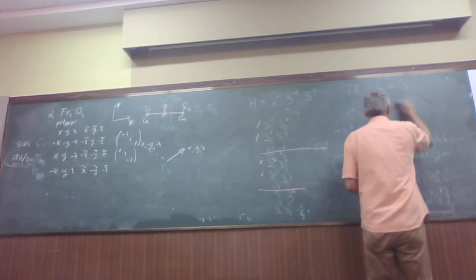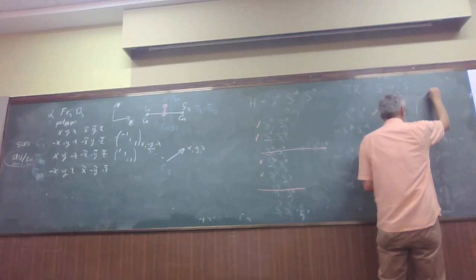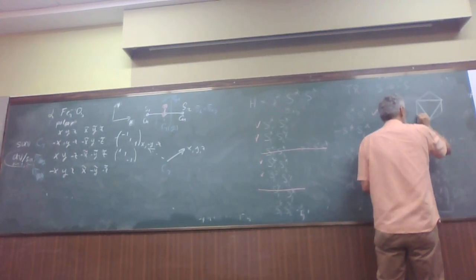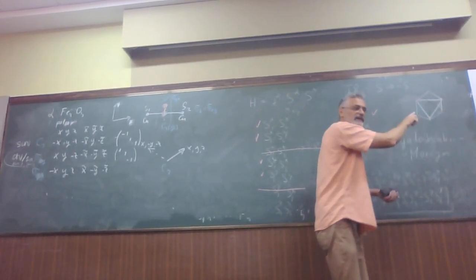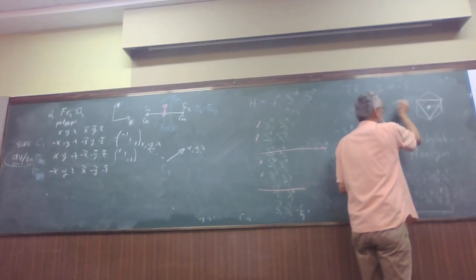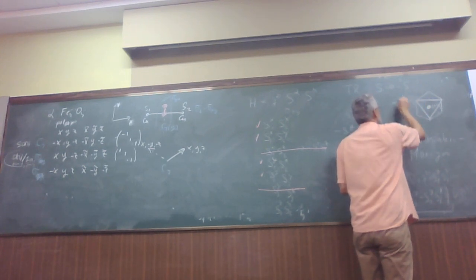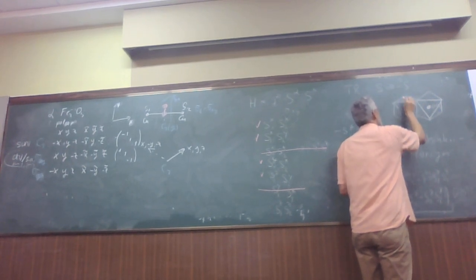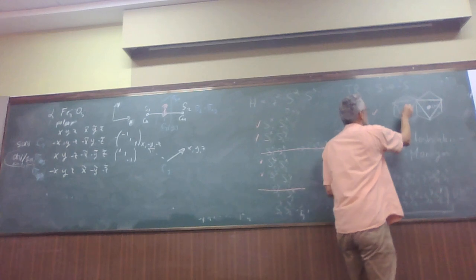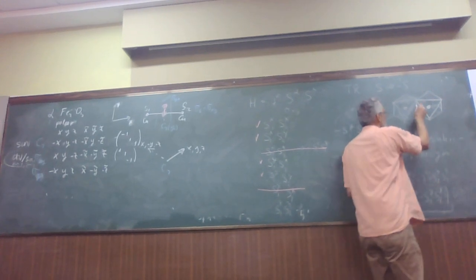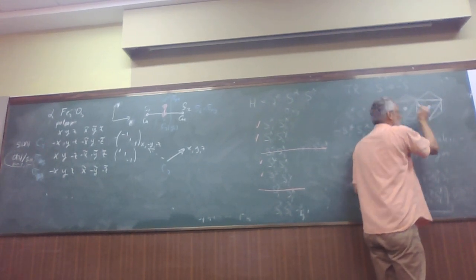This is the octahedron, right? Here we have iridium, and then the next one is like this. Okay, this is the next one, and then you will have another one below, and then they make the honeycomb lattice.